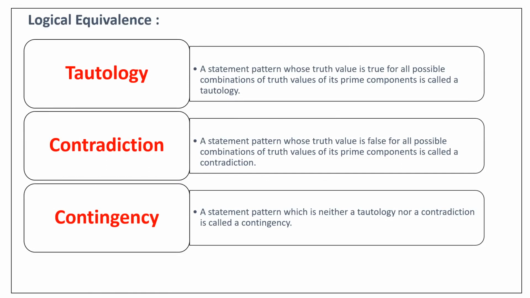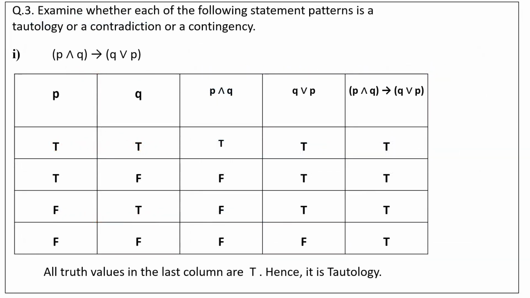Next, what is a tautology? Logical equivalence. When in the last column we get all true values, then it is called tautology. It's very simple. If we get all false values, then it is a contradiction. If it is neither tautology nor a contradiction, then we say it is a contingency. We will see the example, then the idea will be clear. So examine whether each of the following statement patterns is a tautology or a contradiction or a contingency.